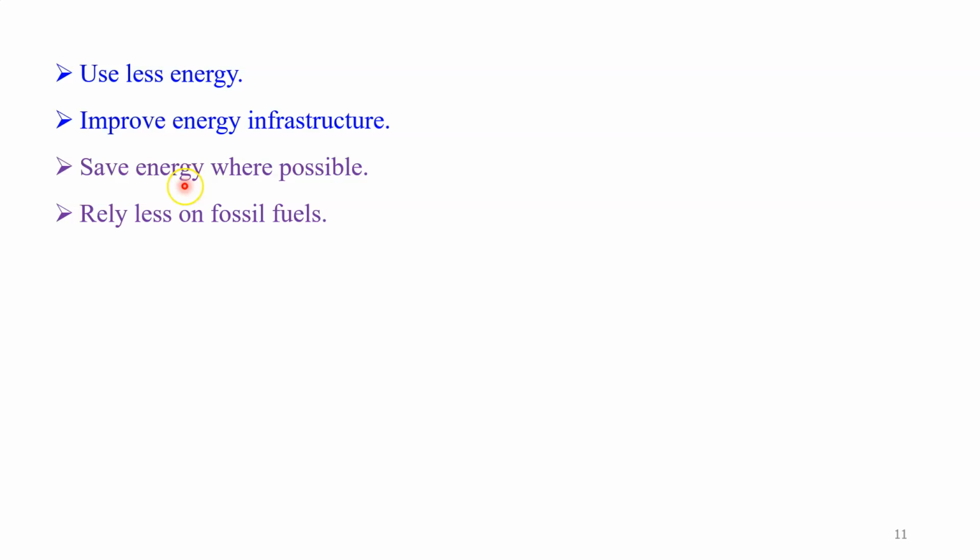Then the next important measure is to save energy where possible. This is a very important thing. At the personal level, each and every citizen of India can apply these measures to control the intensity of the energy crisis. Rely less on fossil fuel. This is also very important, because the use of a lot of fossil fuel creates pollution and global warming also. Both things we can avoid by using this type of measure.